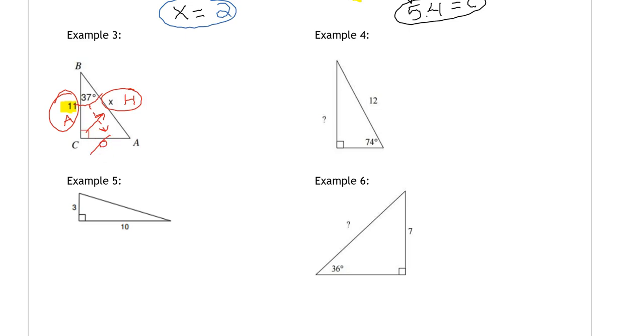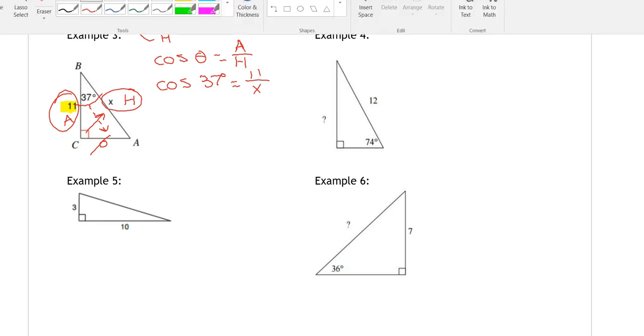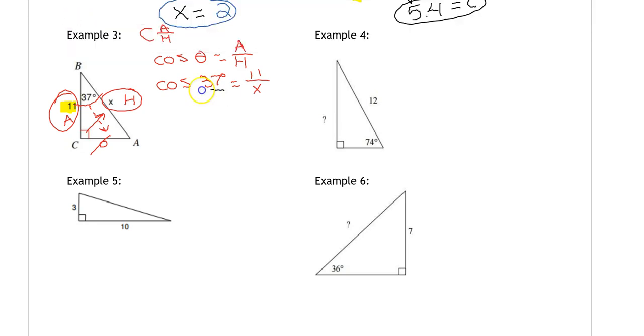We don't care about the opposite side. So cosine uses adjacent and hypotenuse, right? So the cosine of theta equals adjacent over hypotenuse. The cosine of 37 degrees equals 11 over x. Again, I'm going to put my angle over 1 and cross multiply.